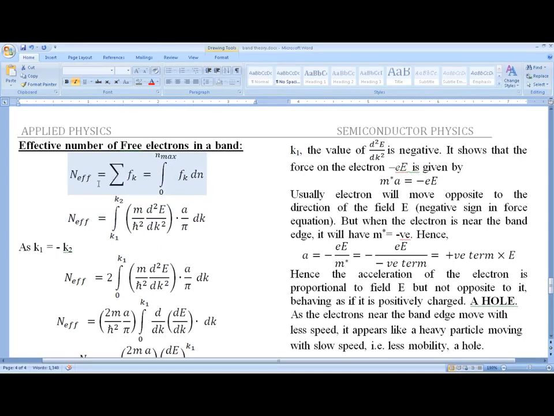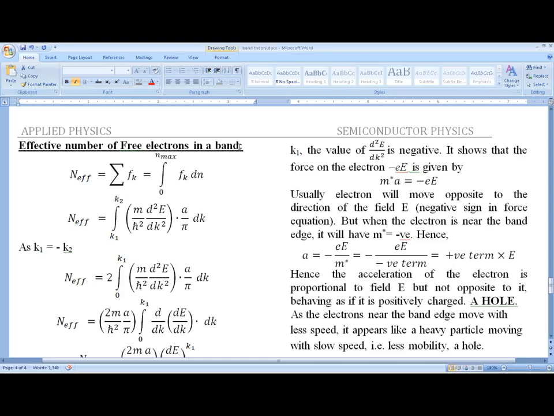The effective number of electrons, n effective, is nothing but the sum over all the degrees of freedom. So if electron 1 has some freedom f1, electron 2 has f2, electron 3 has f3, and so on, if you add all the degrees of freedom, that describes how many effective free electrons are there inside a given solid.